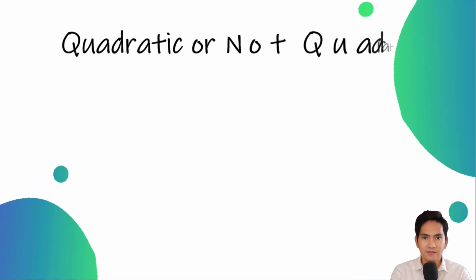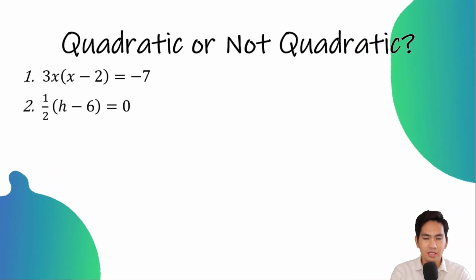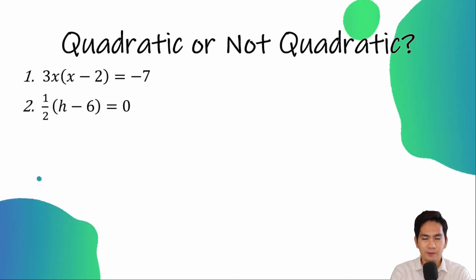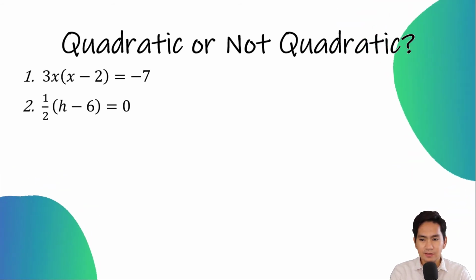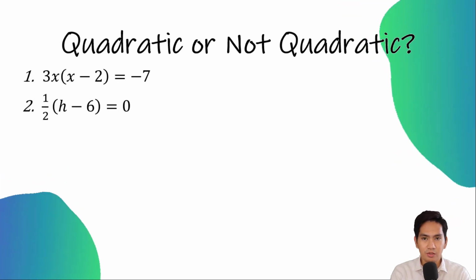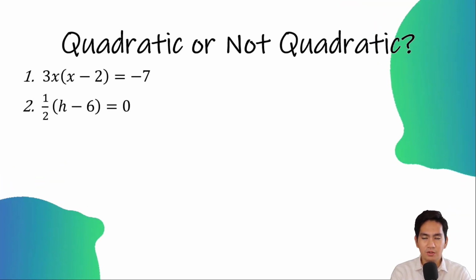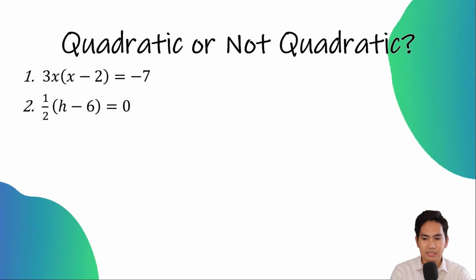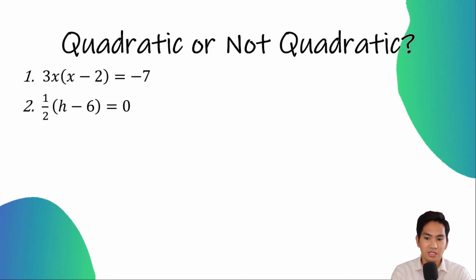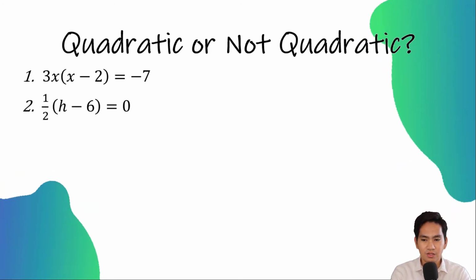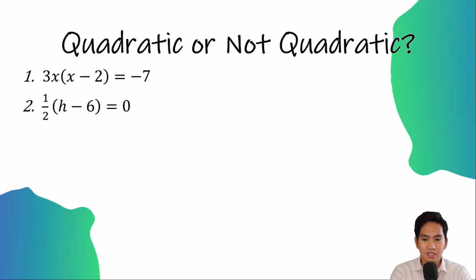And I am leaving this task for you to answer, and then we are going to discuss this in our lesson. Number 1: 3x times the quantity of x minus 2 is equal to negative 7. And number 2: 1/2 times the quantity of h minus 6 is equal to 0. So you just have to tell whether the given equations are quadratic or not, and then explain your answer.